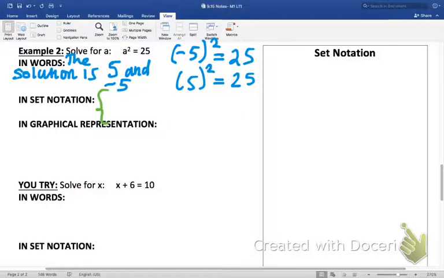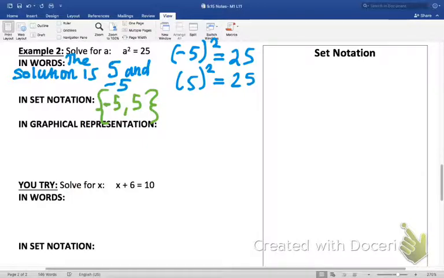So it looks like this. And inside, I need to list both of my solutions. I'm going to do it from the smallest to the largest. So that means I should put the negative 5 first, comma, 5. Now this doesn't mean an ordered pair. It's not x comma y. Because it's in curly brackets, it means the set of the solutions, which is negative 5 and 5.